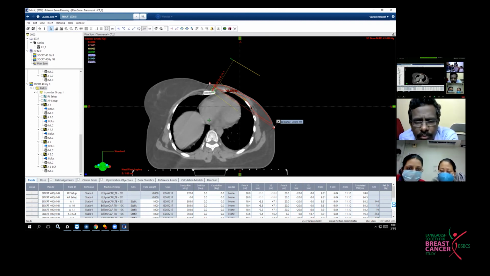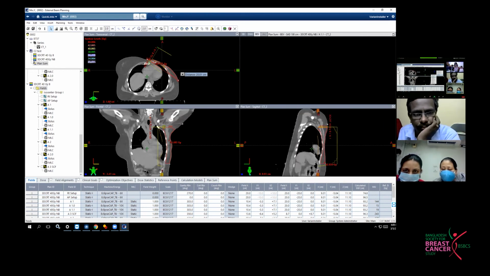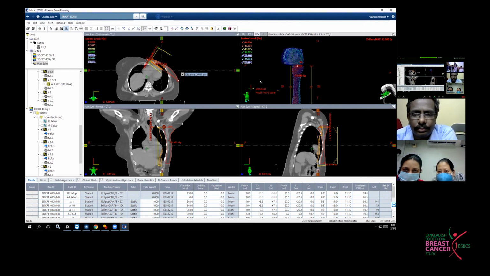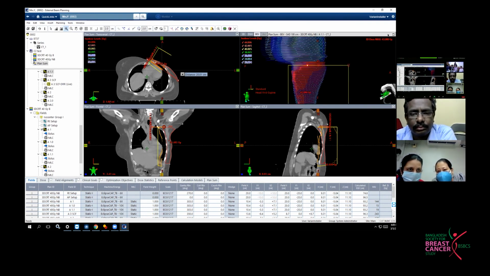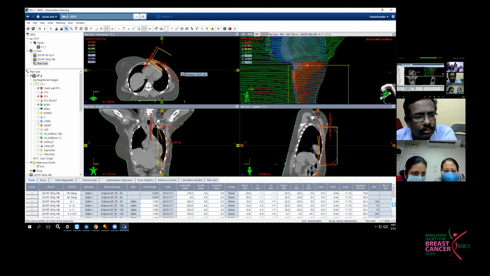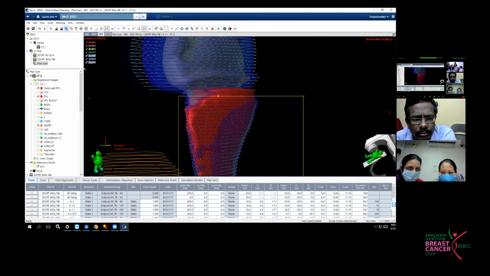So we would see how you have put the cardiac shielding. So we want to see the BEV. SCF they haven't drawn. And this is the heart. What is this? That is the dose we are able to see. Okay.